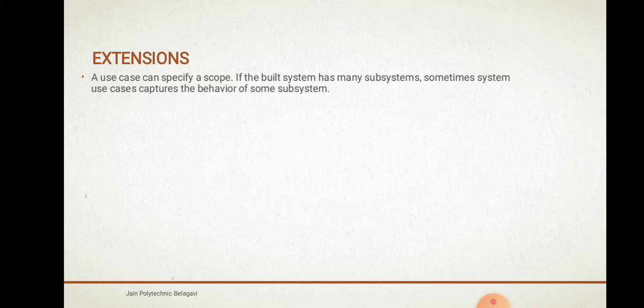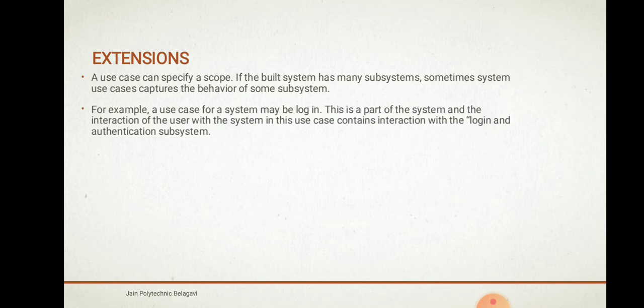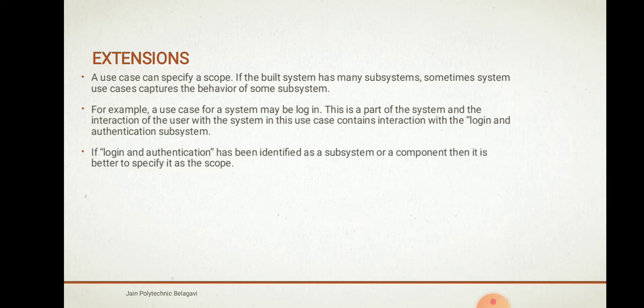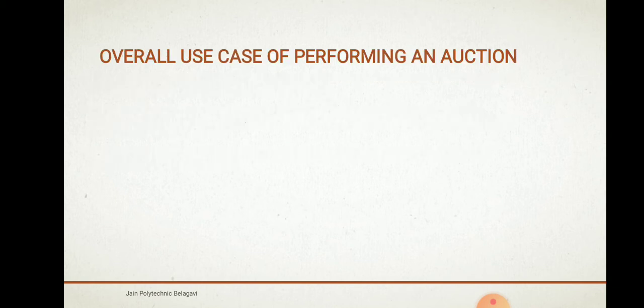A use case can specify a scope. As we have seen in the previous lecture, use cases show how the functions are performed in the project. The system has many subsystems, and some use cases capture the behavior of some subsystems. For example, a use case for a system may be a login. It is a part of the system, and the interaction of the user with the system in this use case contains interaction with the login and authentication subsystem. Now, if login and authentication has been identified as a subsystem, then it is better to specify it as a scope. So login and authentication can be defined as a scope for that use case.